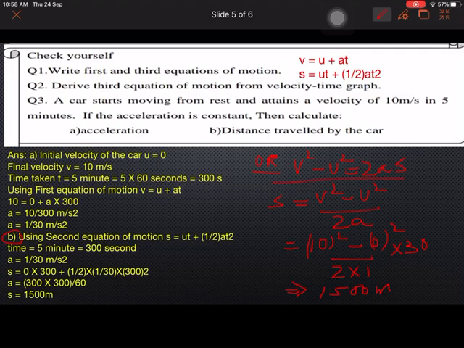Hope you like this. The third equation is v square minus u square equals 2as.